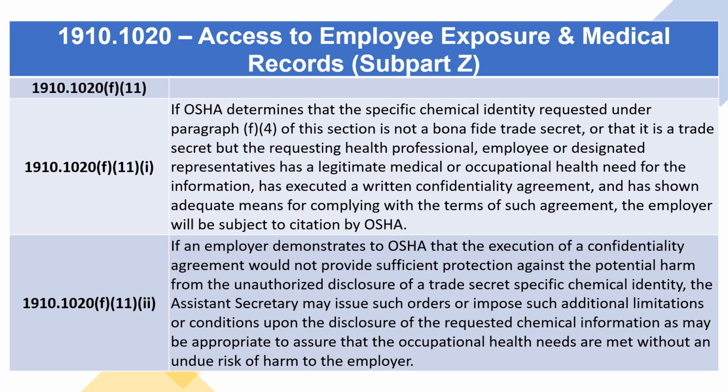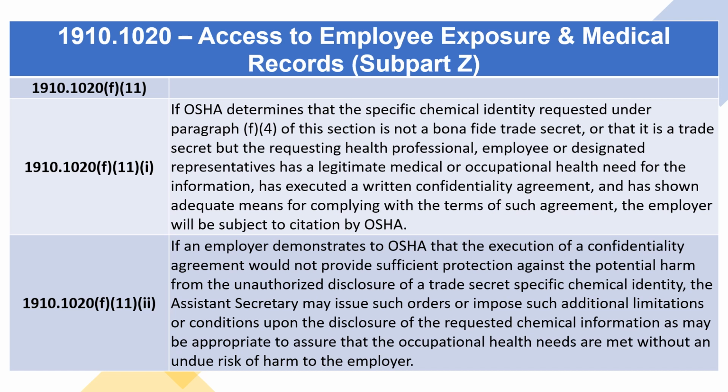1910.1020(f)(11)(i). If OSHA determines that the specific chemical identity requested under paragraph (f)(4) of this section is not a bona fide trade secret, or that it is a trade secret but the requesting health professional, employee, or designated representative has a legitimate medical or occupational health need for the information, has executed a written confidentiality agreement, and has shown adequate means for complying with the terms of such agreement, the employer will be subject to citation by OSHA.